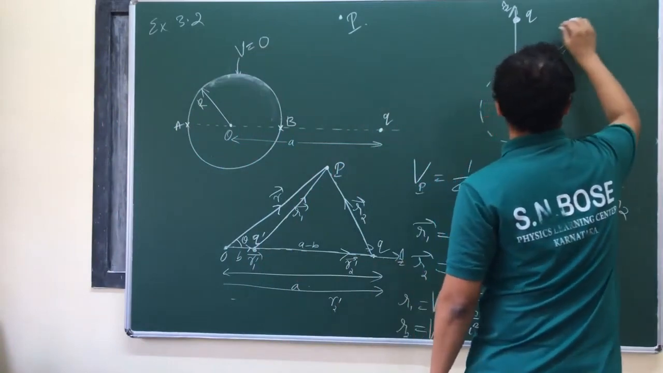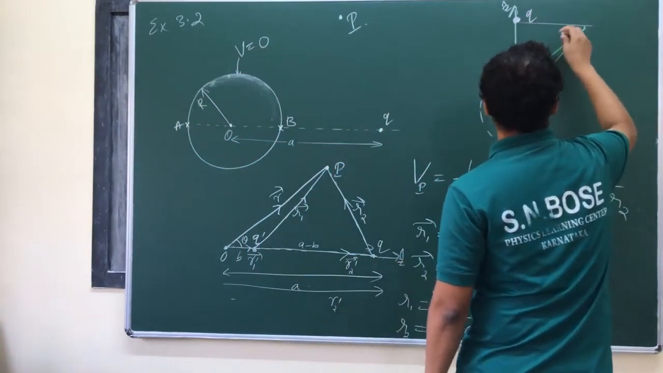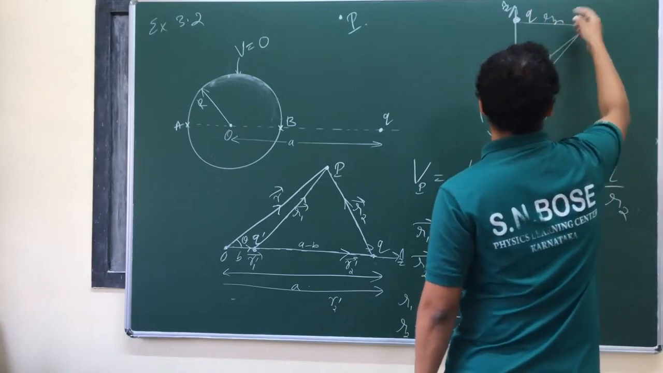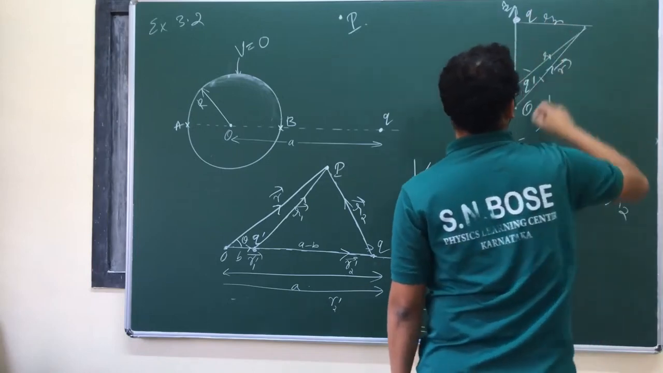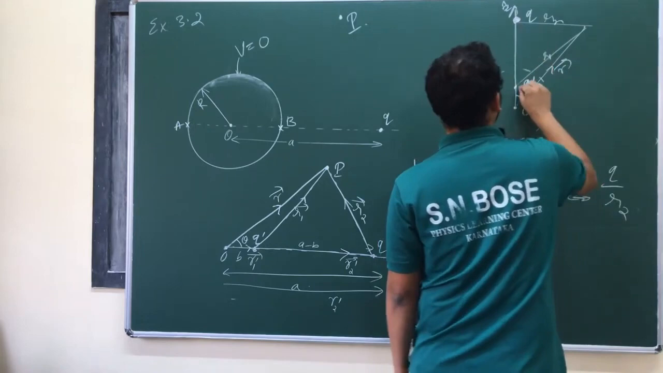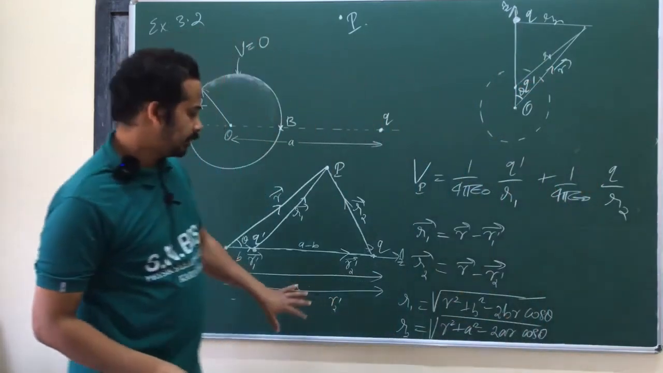Am I right? Italic R1, italic R2, like that, whatever I have taken. This is R vector, isn't it? Now if it is z cap, this is theta. This one rotated.